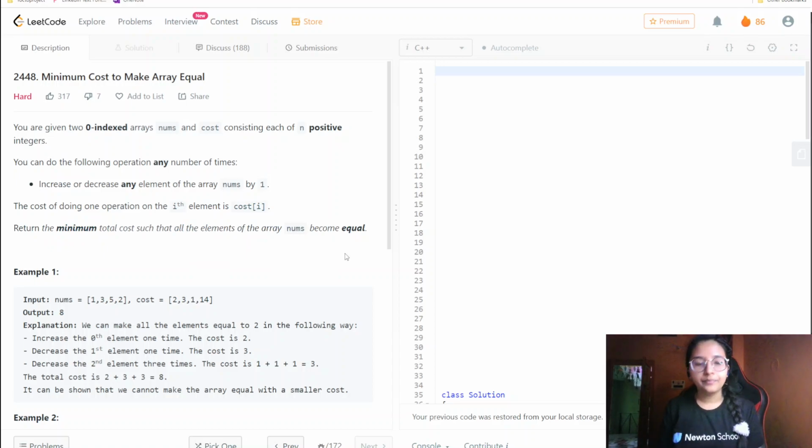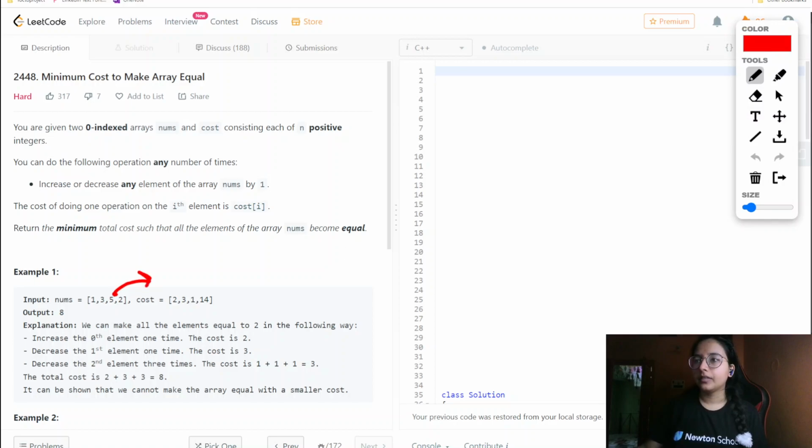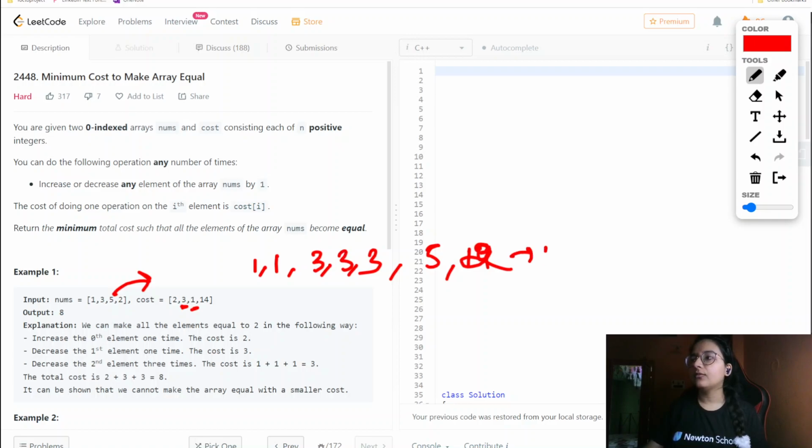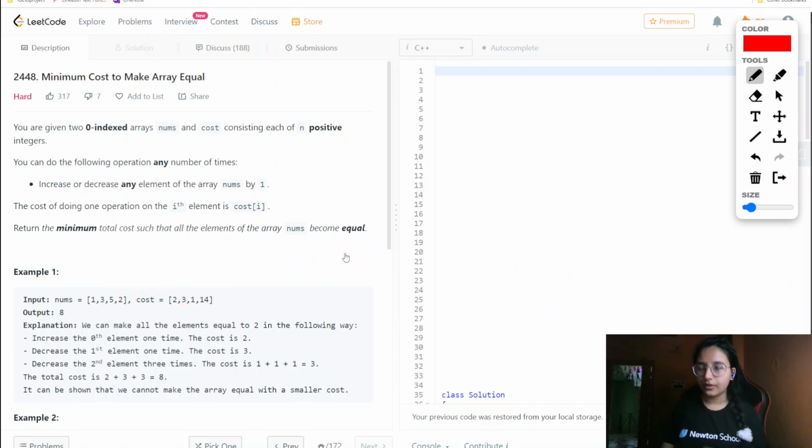So the thing here is that you are given the nums array and corresponding to that cost is being given, and that cost is basically the occurrence of that particular element. Means they have given us this one, then 1 occurs two times, then 3 occurs three times as the cost given, then 5 occurring one time, and then 2, it will be occurring 14 times. So that's the thing. They are giving us the cost and the nums.